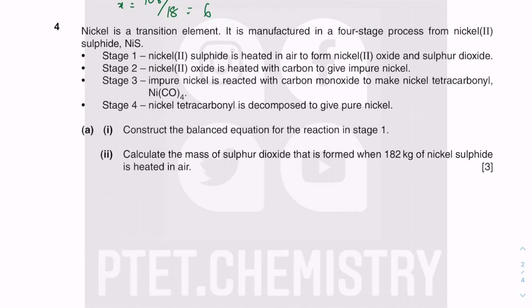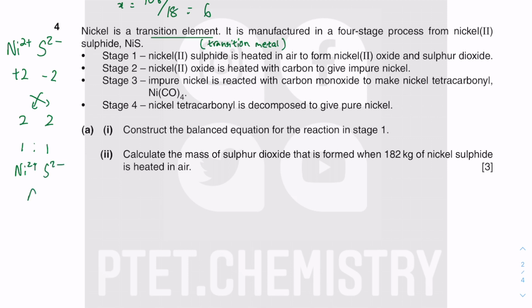Number 4, nickel is a transition element. Transition element, or transition metal, as sometimes they call them, is a big topic on its own that you will cover eventually in year 10 or year 11, depending on which type of program you're in. It's manufactured in a 4-stage process from nickel(II) sulfide. Nickel(II) sulfide is Ni2+ and S2-. As you could imagine, plus 2, minus 2. When we construct the formula, we bring down the number. The number is 2, the number is 2. The simplest ratio is 1:1 because you want the simplest whole number ratio. So there's 1 Ni2+ and 1 S2-. The formula is NiS for nickel(II) sulfide.